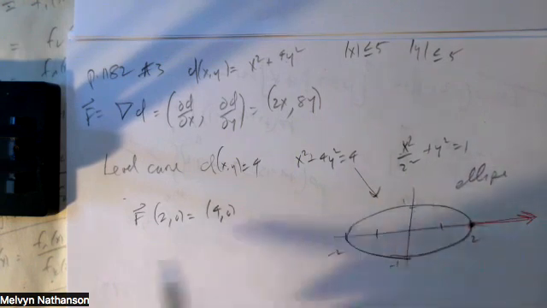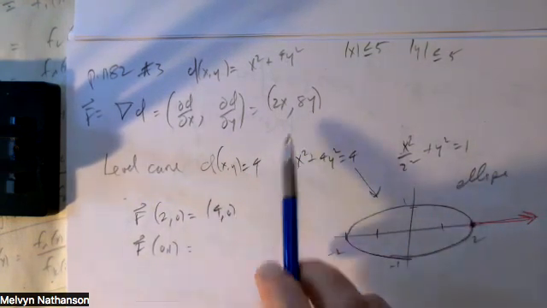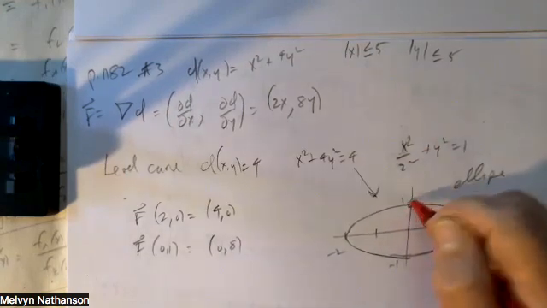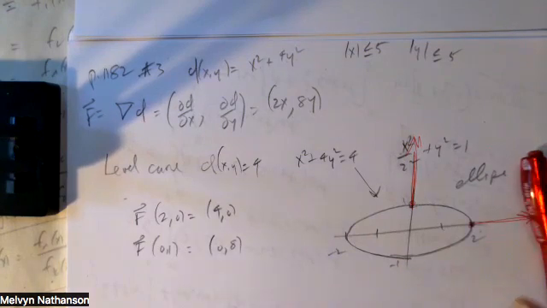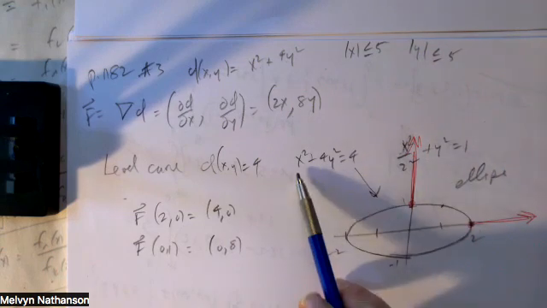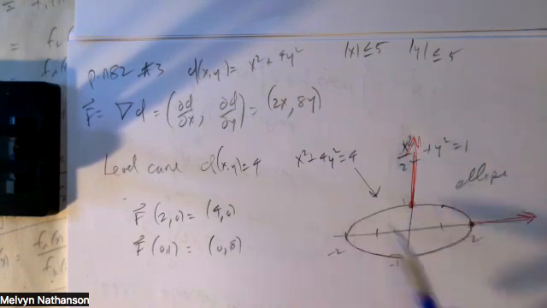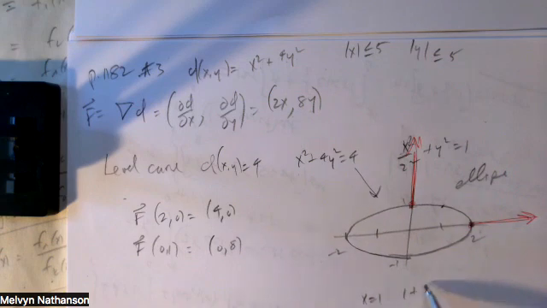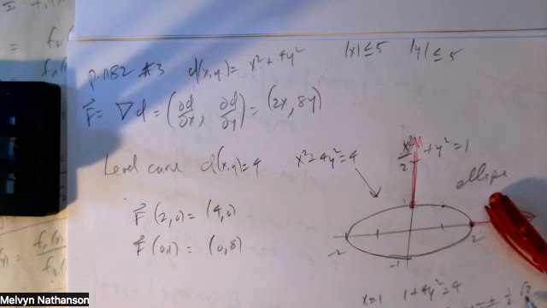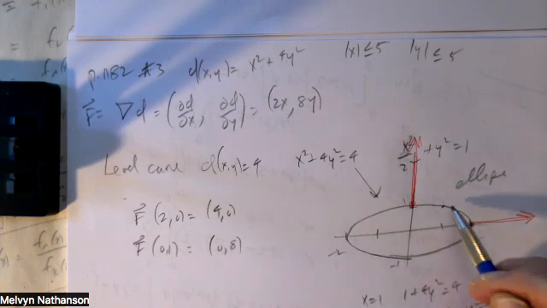At the point 0, 1, when x is 0 and y is 1, f is 0, 8. So here, the vector is pointing up. What about when x is equal to 1? On this curve, when x is 1, you get 1 plus 4y squared equals 4. So 4y squared equals 3, so y squared is 3/4. So y is plus or minus a half times the square root of 3, and the square root of 3 is about 1.7, so this is approximately 0.85. Right, so that's this point.